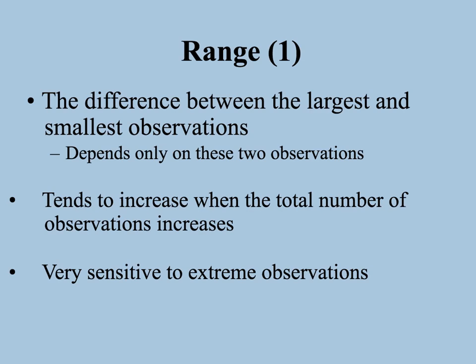Since it only depends on two observations, the highest and the lowest, it is thought of as particularly sensitive to extreme observations. If you have one observation that is dramatically different, either higher or lower than the rest, your range will be significantly impacted and might not do as effective of a job in representing the variability in your data.